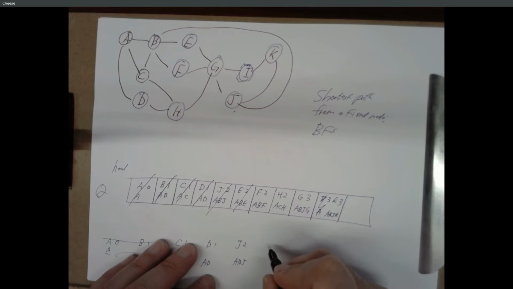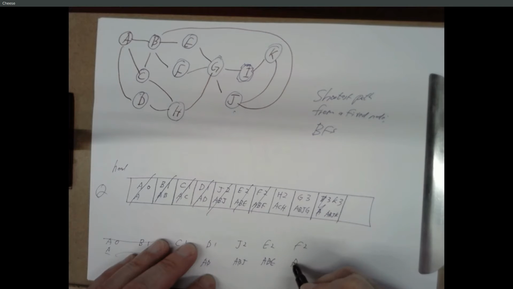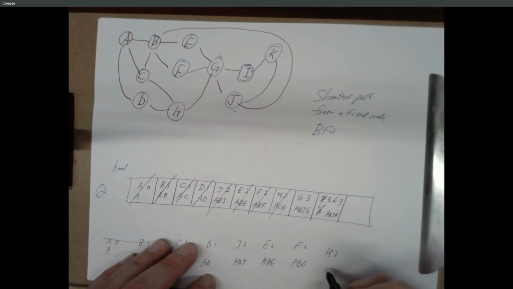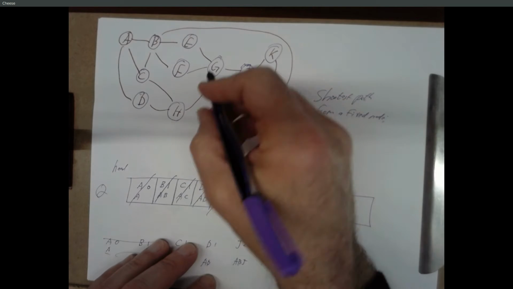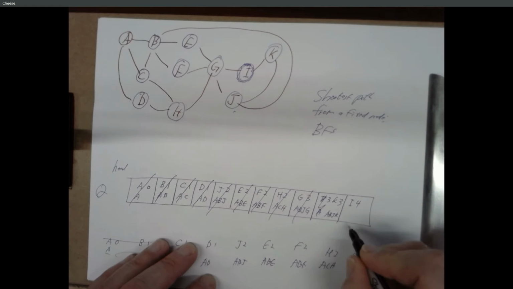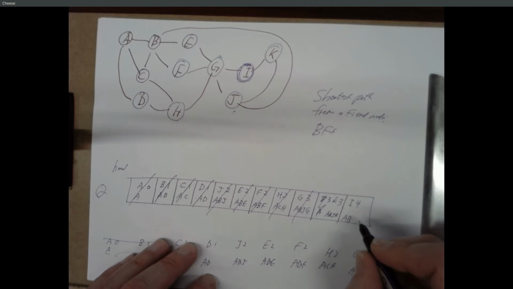So remove E2. And there's no children. Remove F2. There's no children. H2, nothing unvisited. G3. And here J has a child A. So that's a distance 4, and it's AB, JG, I.